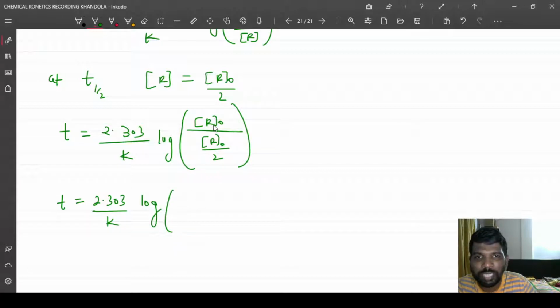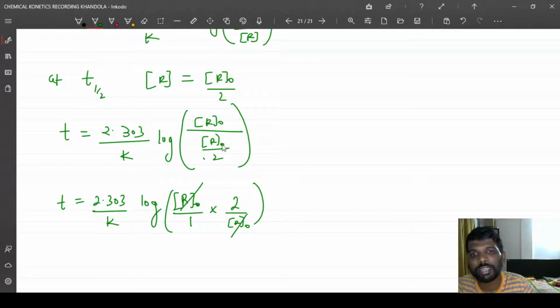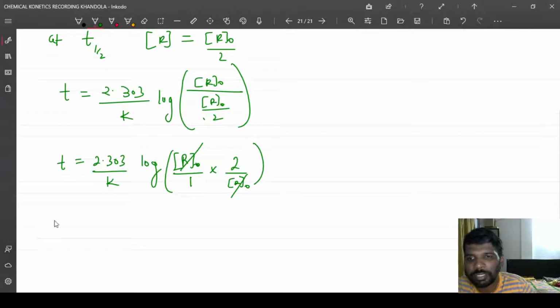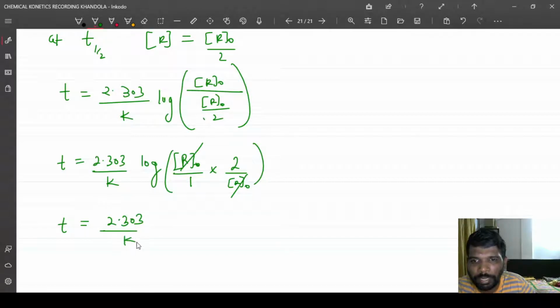So this is R0, there is nothing in between, so I will write this as R0 upon 1, top one, numerator. Denominator is R0 by 2. So when I multiply it, I will write 2 upon R0, right? So R0 and R0 will get cancelled. You can cancel it directly also, no issue. What remains is T is equal to 2.303 by K into log of 2.